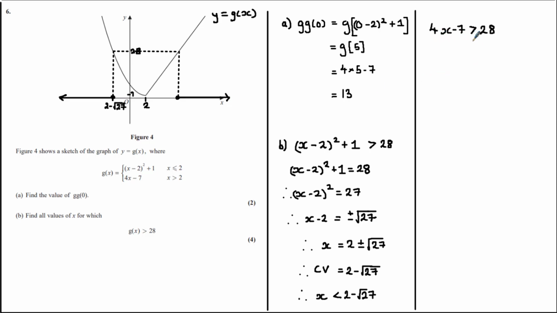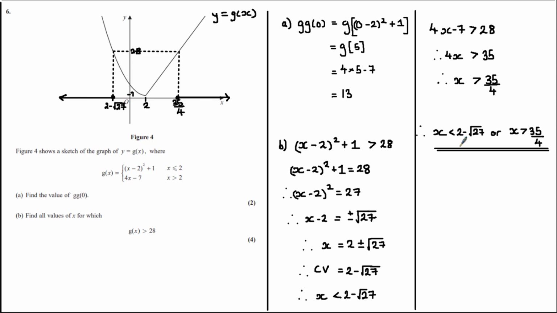4x minus 7 is greater than 28. We can solve this right away by adding 7 to both sides, giving us that 4x is greater than 35, and if we divide both sides of the inequality by 4, we get that x is strictly greater than 35 over 4, giving us the other set of values that satisfy this inequality. And I'll just add 35 over 4 to this diagram just to complete everything. And now we have both of our disjointed sets.